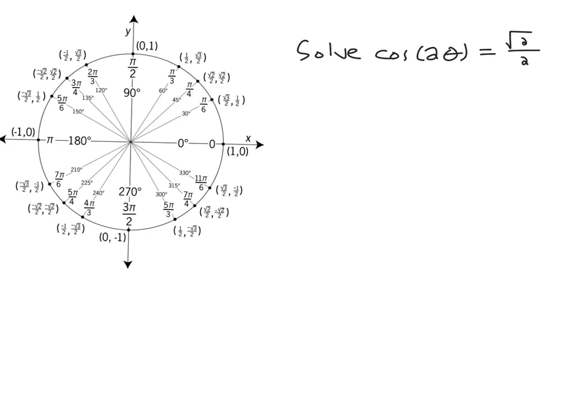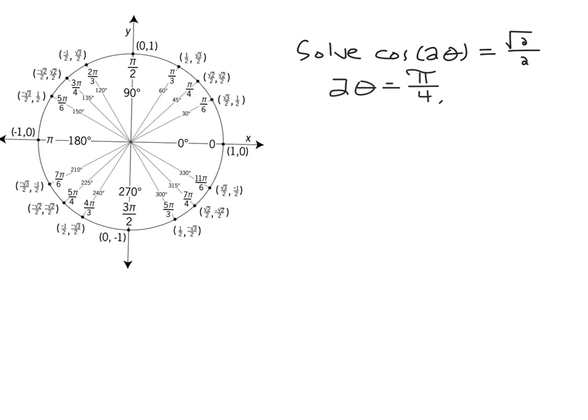So for the moment, just ignore the fact that it's 2 theta. If cosine of 2 theta has to equal something, square root of 2 over 2, well, what does 2 theta have to be? What does twice theta have to be? Well, it could be this, right? If 2 theta is pi over 4, then cosine of 2 theta is square root of 2 over 2.